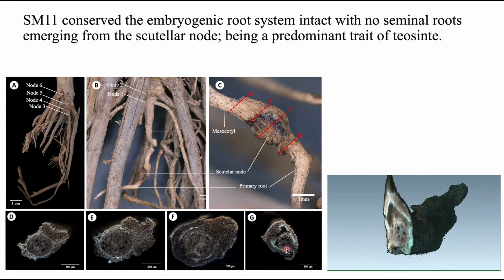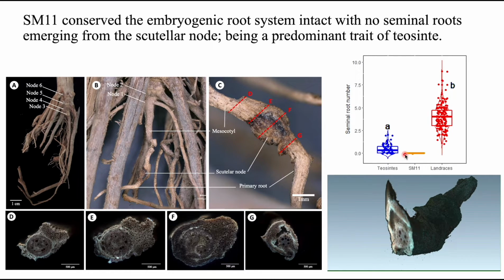So with the exception of this lateral root, we didn't observe any other structure, and this means that the SM11 specimen belongs to the distribution of teosinte in that it doesn't have any seminal root. So some of these domestication traits were present 5,000 years ago, like MCS, but the number of seminal roots was not present yet. So maybe this increase in seminal roots was fixed a little bit late in the domestication of maize.